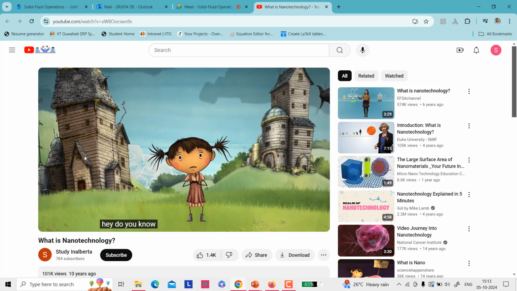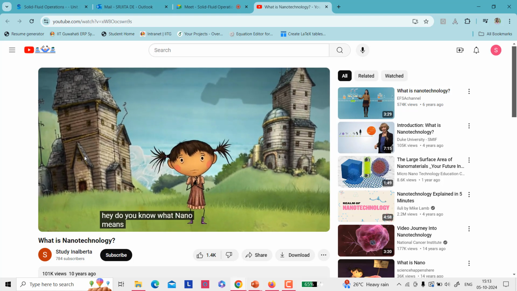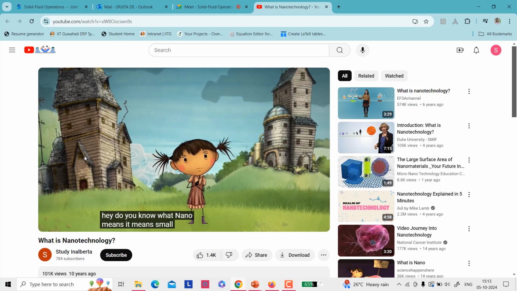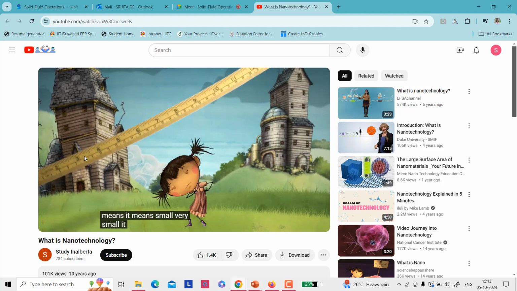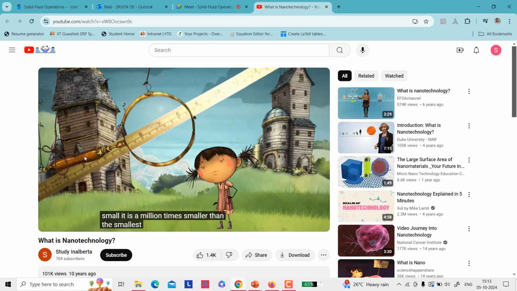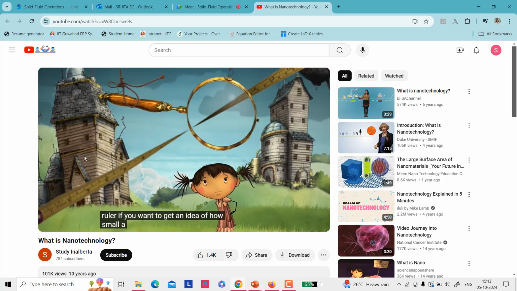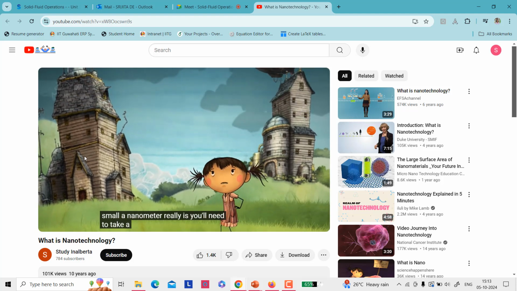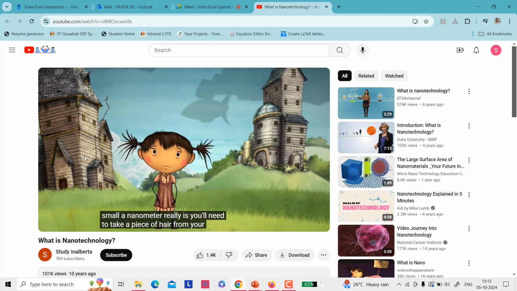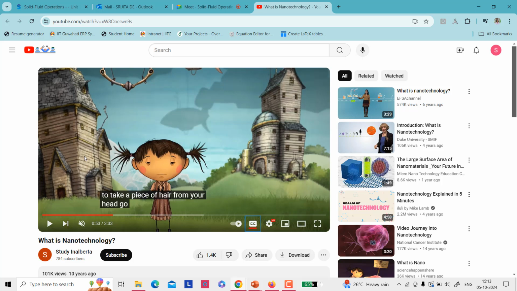Nano means small, very small. It's a million times smaller than the smallest measure on a ruler, if you want to get an idea of how small a nanometer really is.